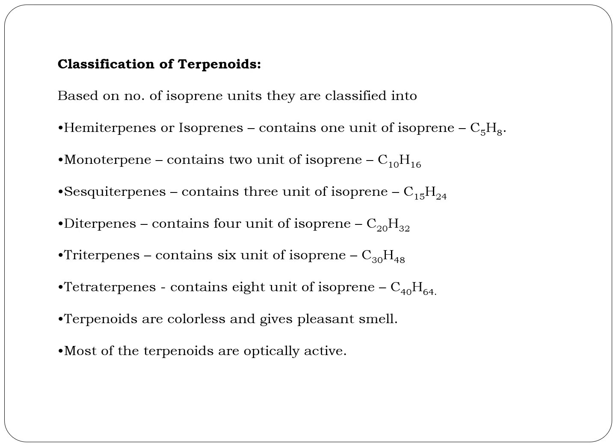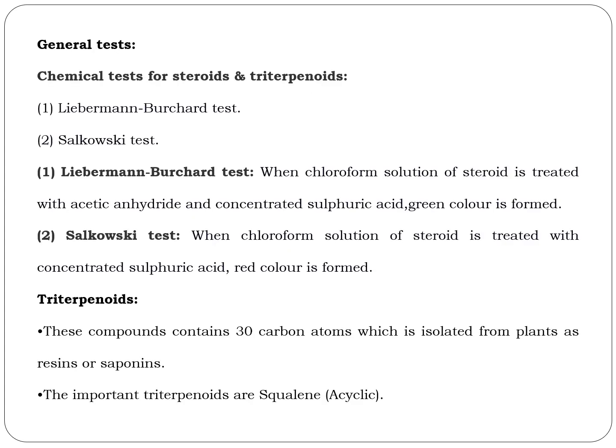Diterpenes contain 4 units of isoprene, C20H32. Triterpenes contain 6 units of isoprene, C30H48. Tetraterpenes contain 8 units of isoprene, C40H64. Terpenoids are colorless and give a pleasant smell. Most of the terpenoids are optically active.